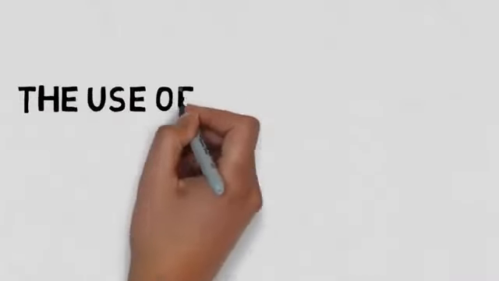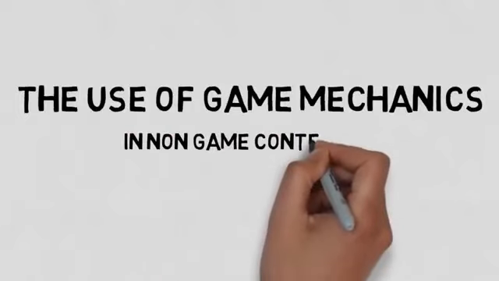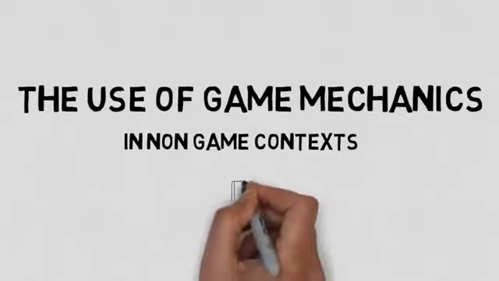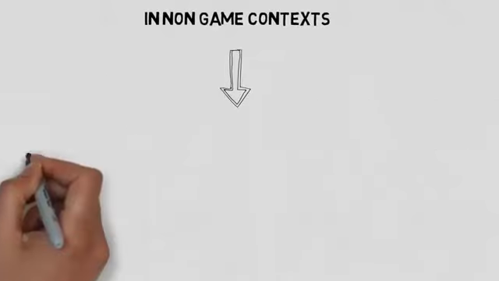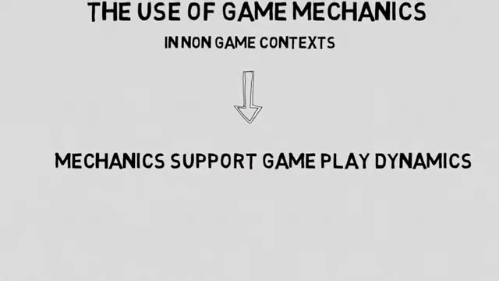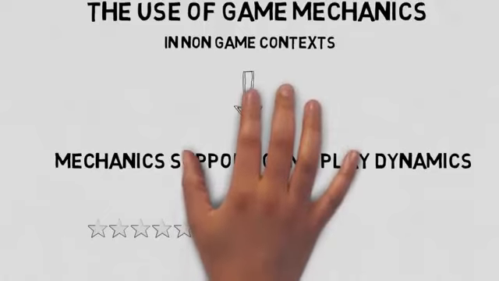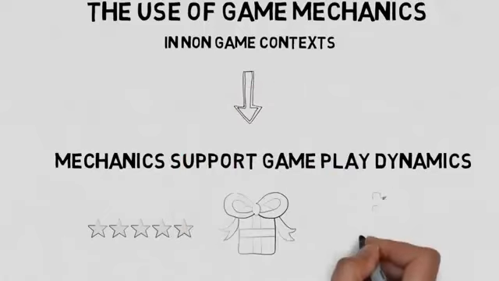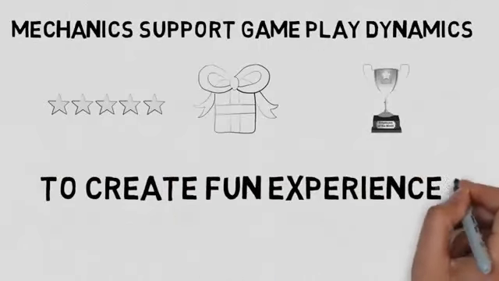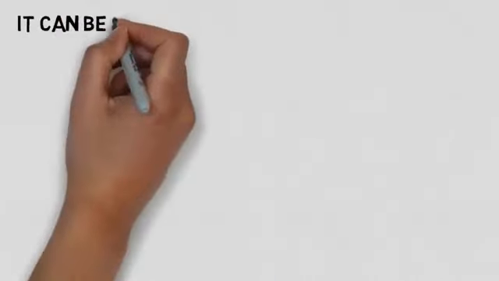Gamification is the use of game mechanics and game design techniques in non-game contexts. Mechanics are the various actions, behaviors, and control mechanisms given to the player within a game context. The mechanics support overall gameplay dynamics. Examples of game mechanics are improve your score, discover something, receive a prize. Finally, the main purpose of gamification is to create fun experiences.